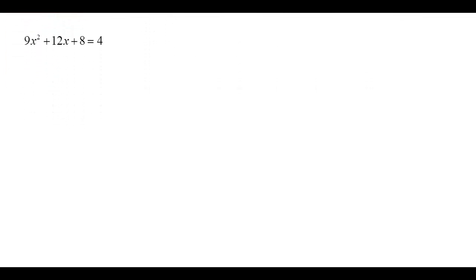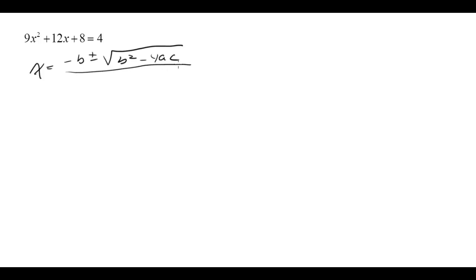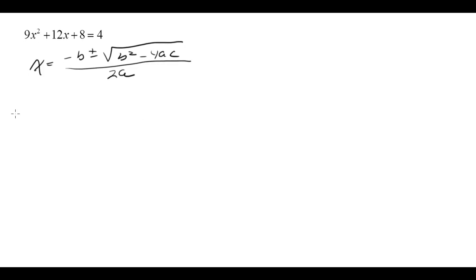So let's get cracking. All right, first thing, write down a formula. X equals minus b plus or minus the square root of b squared minus 4ac over 2a. That's half the problem, is remembering the formula. The other half of the problem is finding out what a, b, and c is.